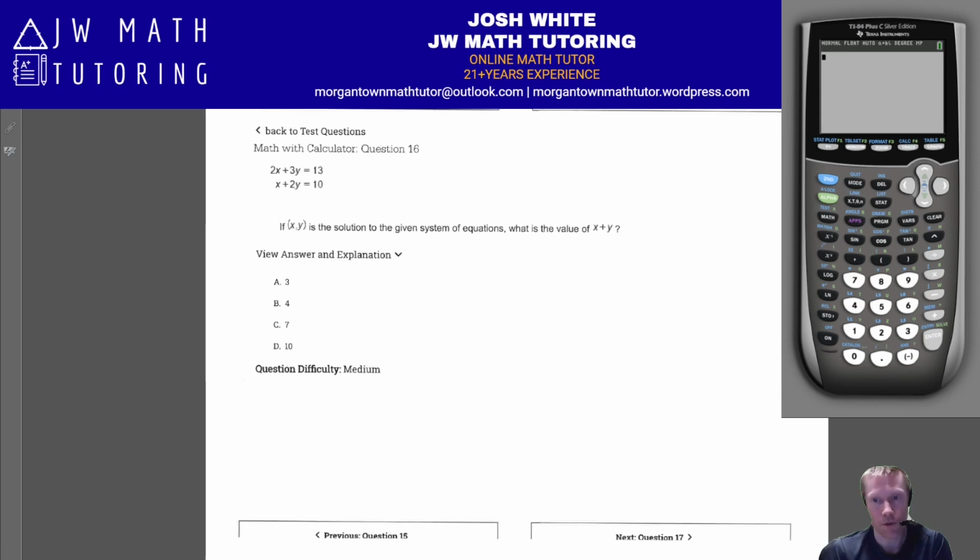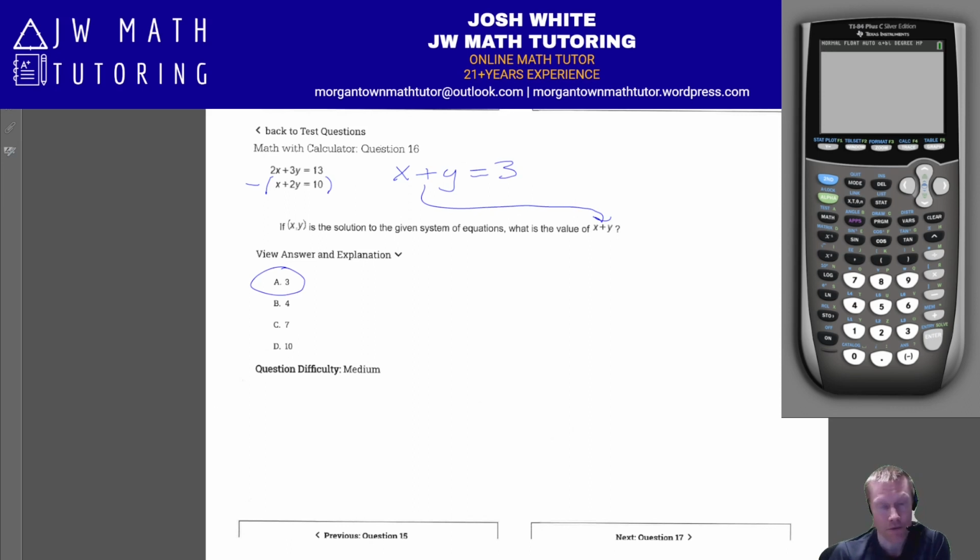The first way, they want you to do expression matching here. If you subtract this equation from the top equation, you do 2x minus x, and that's x. And you do 3y minus 2y, and that's positive 1y. And you do 13 minus 10 and get 3. Notice what you're left with: x plus y. That's what they want to know the value of. So the correct answer is letter A, 3.